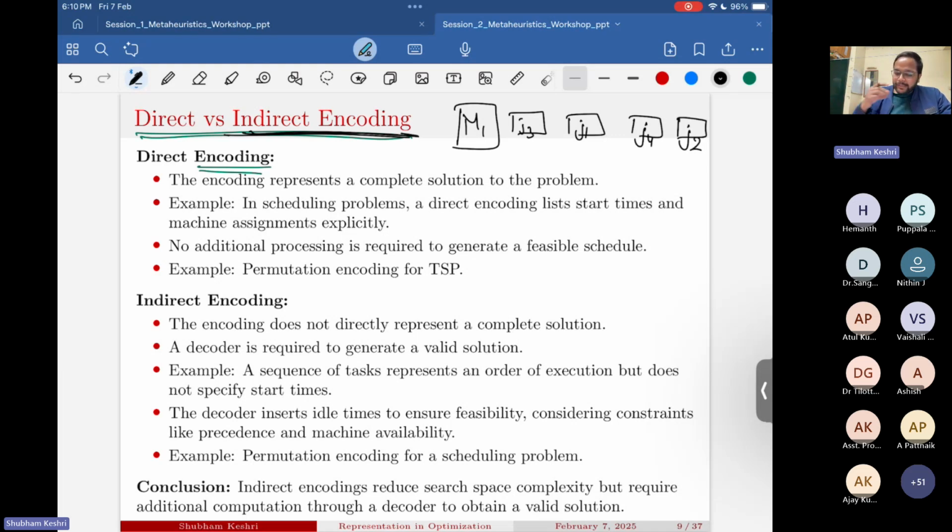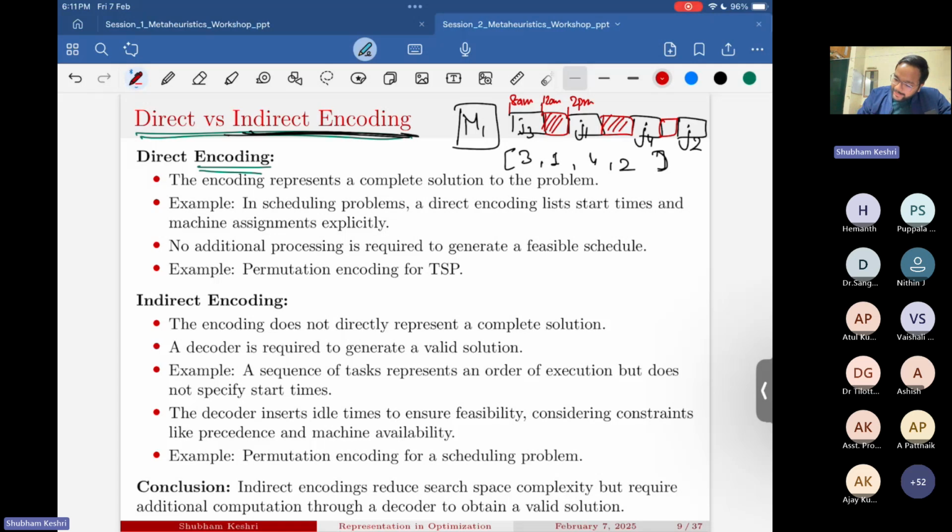We can represent this order as a permutation representation. What will the representation be? The representation will be 3, 1, 4, 2. This is a permutation representation for scheduling of tasks. But this is not a direct encoding. Why? Because there may be some idle time between the tasks. For example, job 3 starts at 8 a.m. and ends at 12 p.m., but job 1 starts at 2 p.m. So there is a gap of 2 hours between job 3 and job 1.